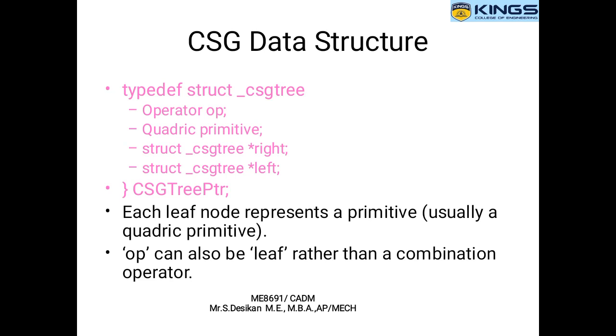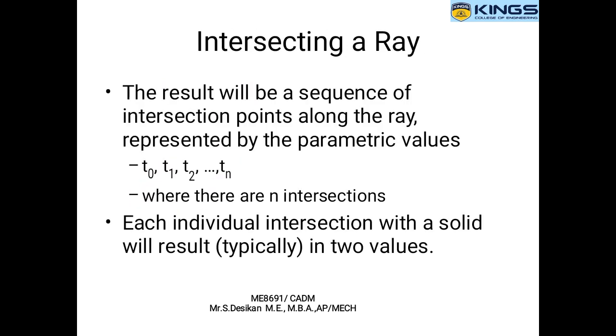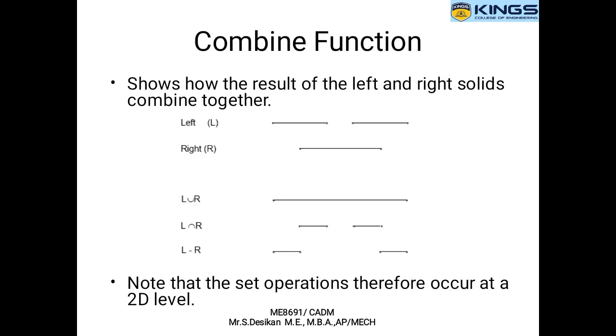So the CSG data structure is a tree. Op means operation, tree means the available base structure, and leaf means the primitive we are going with the operator. In this intersection ray, the solid modeling technique can be used to propagate the intersecting ray along with the parametric values T0 to Tn, T0, T1, T2, T3, whatever it may be. The parametric values can be used for this intersecting ray.